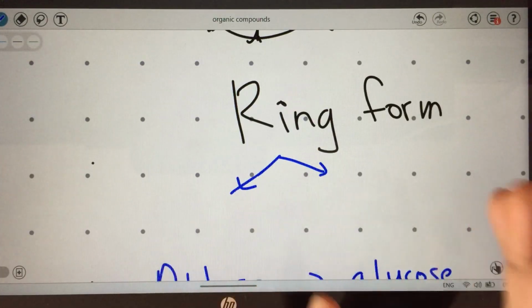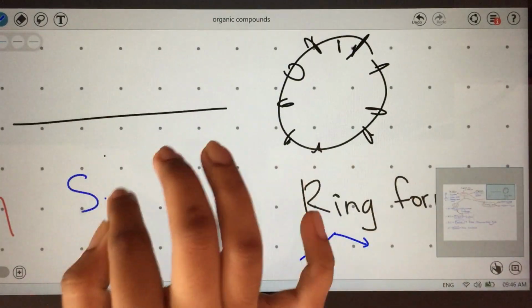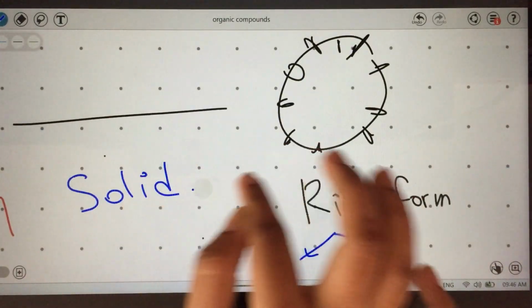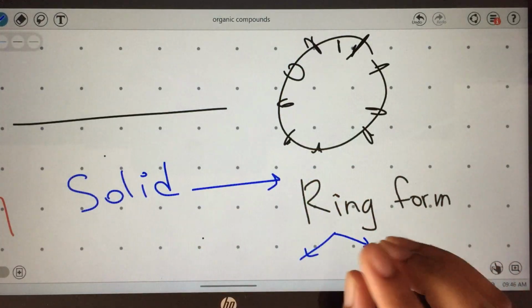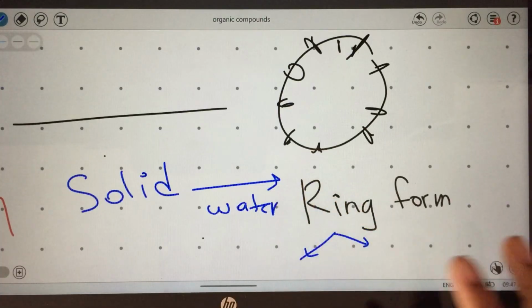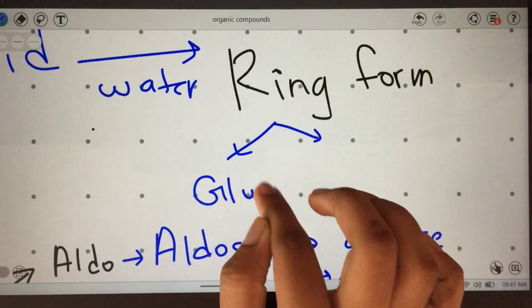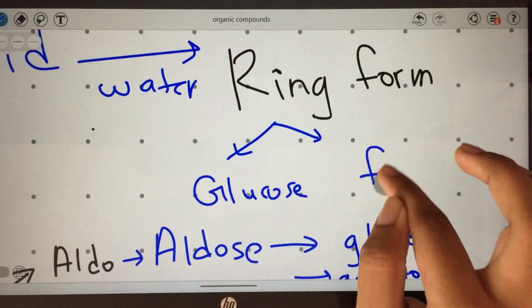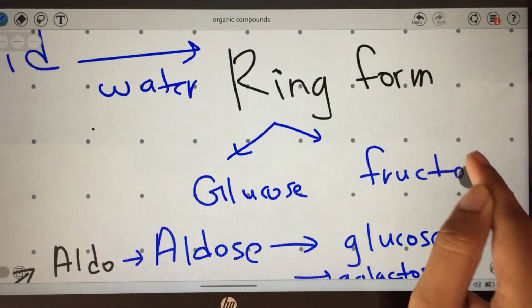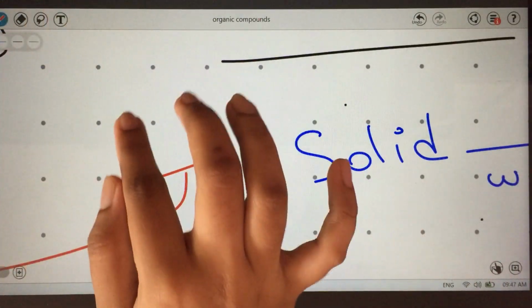So in solid form they are going to be linear, but when you add water to it, what is aqueous media? When you add water to it. So when you add water to it, they are going to become ring form. What are the two examples that you have to know? Glucose and fructose. That's it. So we can name this as form. The topic for this subpart is form.